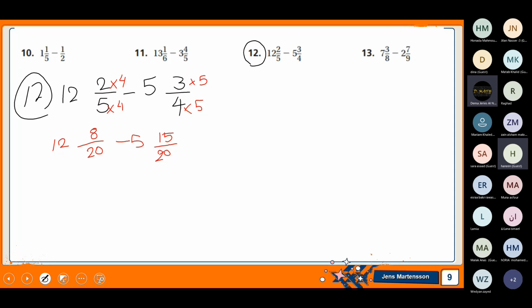Can you subtract? No. So what do we have to do now? Borrow from the whole number. Bravo. Here it will be 11.